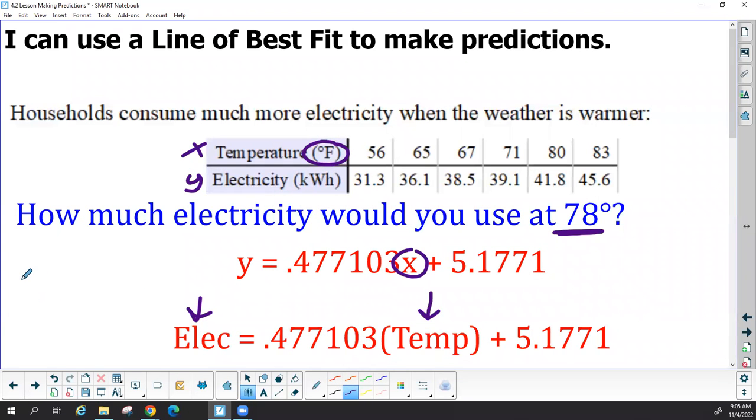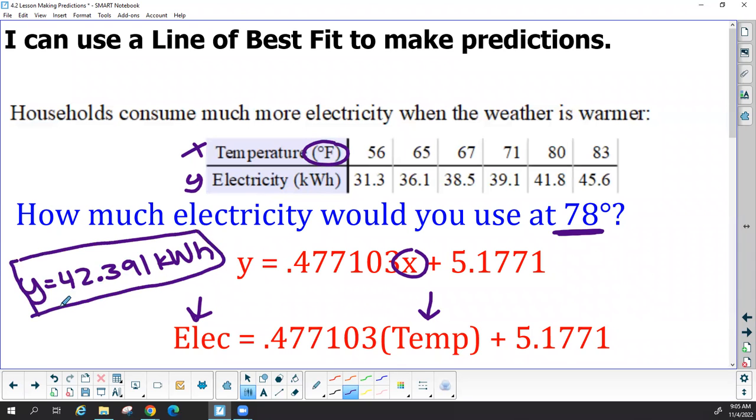So I'm going to write Y equals 42.391. In our case, we're measuring that in kilowatt hours. You don't need to know what a kilowatt hour is, but that's the label, the units we're using. We would predict that if it was 78 degrees outside, we would use 42.391 kilowatt hours of electricity.